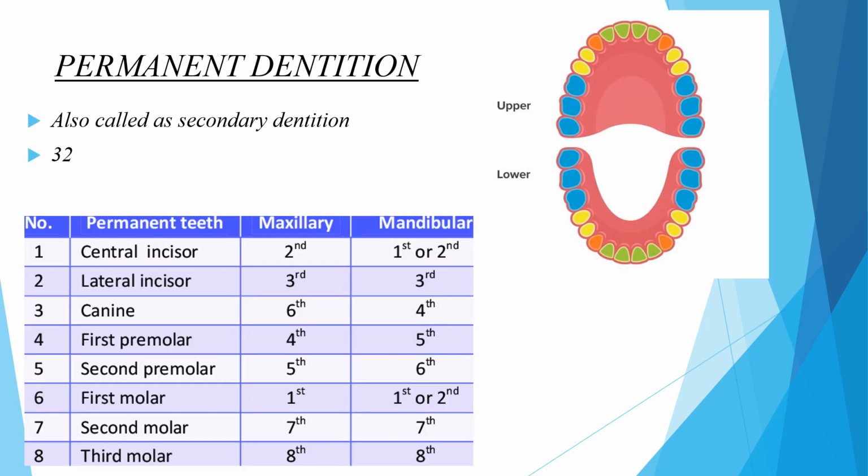Now let's see about the permanent dentition. It is also called secondary dentition. Overall, 32 teeth are present in our permanent dentition. The first teeth to erupt in our permanent dentition will be the mandibular first molar as well as the maxillary first molar. Followed by it will be the mandibular central incisor as well as the maxillary central incisor. Then the lateral incisors in both the maxillary and mandibular arch. Then the canine will erupt in the mandibular arch, and in the maxillary arch, the first premolar will erupt. Then followed by it, the first premolar will erupt in the mandibular arch. Then followed by it, the canine in the maxillary arch. Then the second molars, and finally the third molar will erupt.